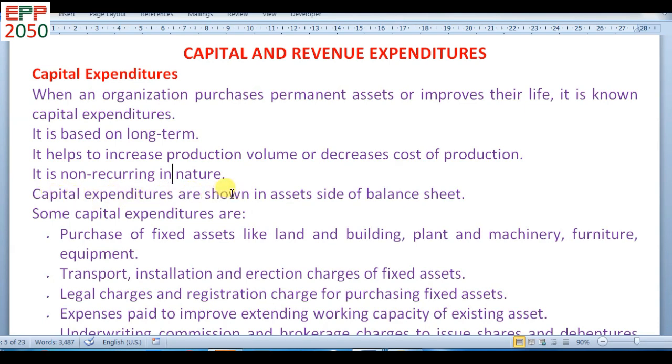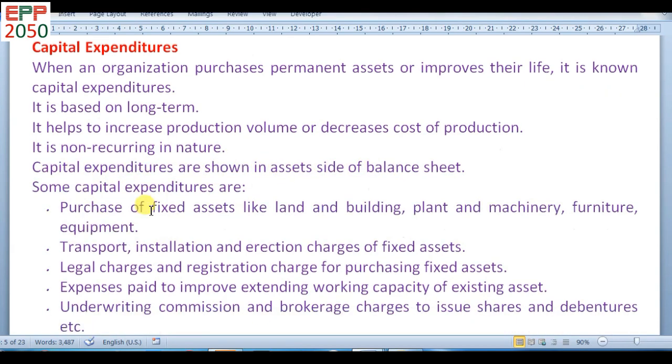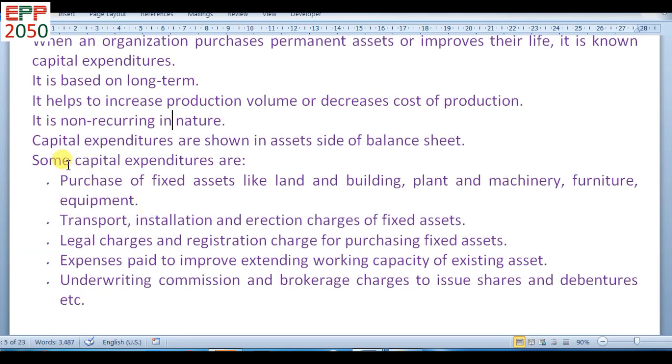Capital expenditures are shown on the asset side of the balance sheet. Some capital expenditures are the purchase of fixed assets like land and building, plant and machinery, furniture and equipment, transport. Here, transport means transportation, installation and erection charges of fixed assets, legal charges and registration charges for purchasing fixed assets. It contains insurance, road tax for vehicles, etc.